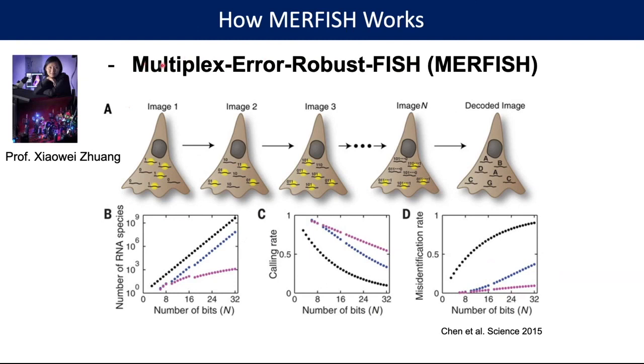This multiplexing and error robustness are two features which are really unique to MERFISH in this combination. There are lots of multiplexing FISH technologies out there. However, if you look down here in panels B, C, and D, you can see the black lines. These are theoretical considerations when you barcode and encode a codebook into the transcripts that you want to detect and really scale this up. You can then see that the error or misidentification rate of those transcripts increases tremendously.